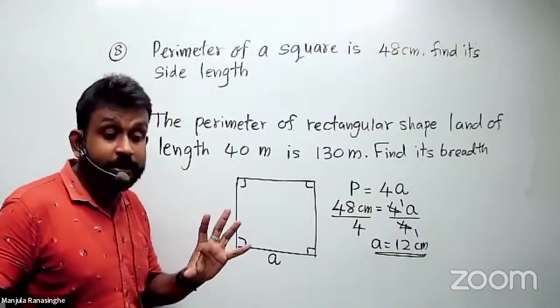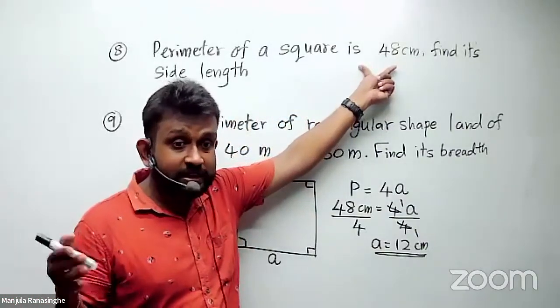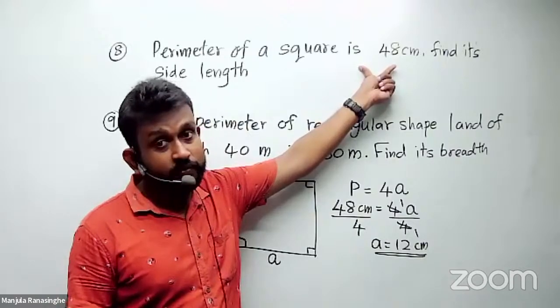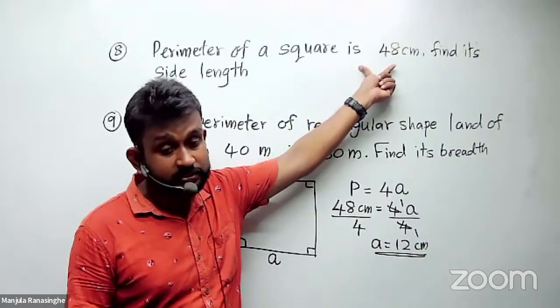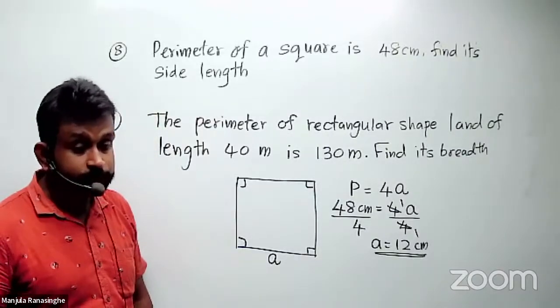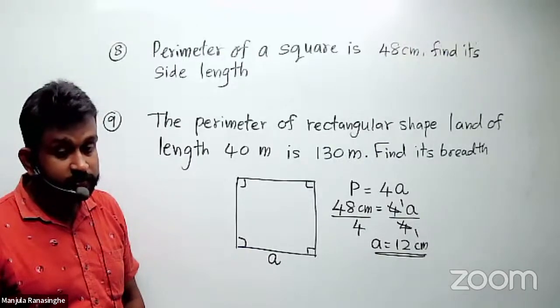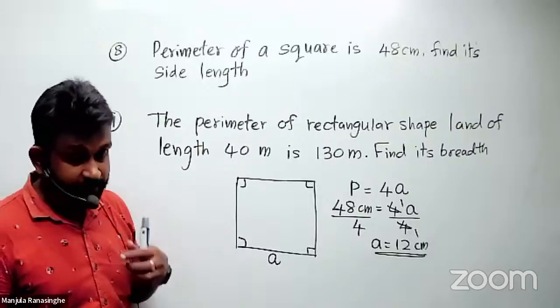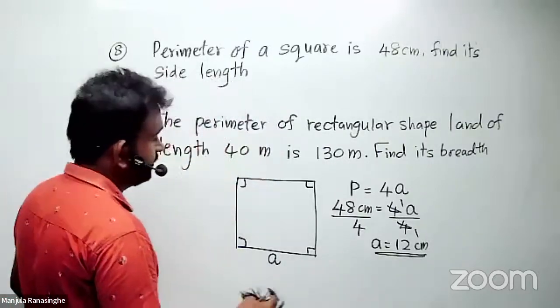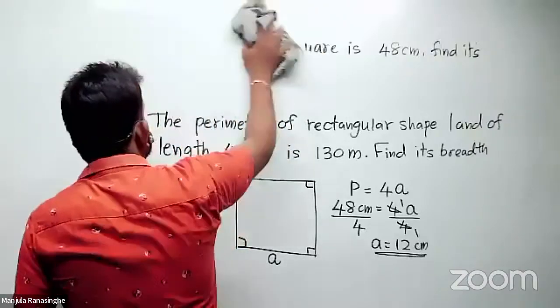So in a simple manner, when the perimeter of a square is given, how to find the side length? Just divide by 4. Then the side length is found. Hands up those who got the answer. Right, very good. Okay, well done, Nimai. So the first question is done.